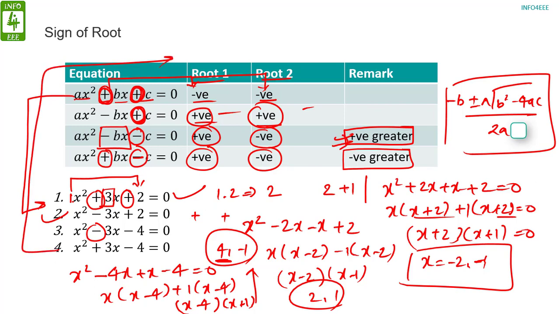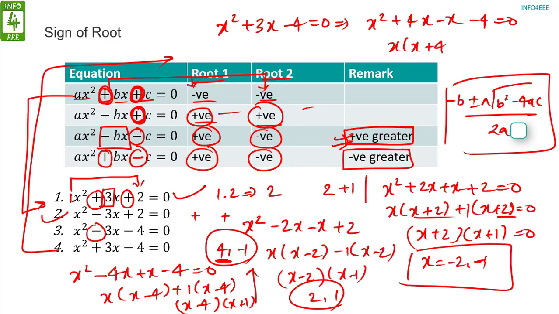For the fourth case, we can solve it on the top. So this is x square plus 3x minus 4 equal to 0. We can break this equation like x square plus 4x minus x minus 4 equal to 0. If you take x common, and minus 1 common, this is x plus 4 into x minus 1. So roots are minus 4 and plus 1. So you see the negative value is greater here, minus 4. So the magnitude of the negative value is greater, right? So this is the significance of the roots from this.